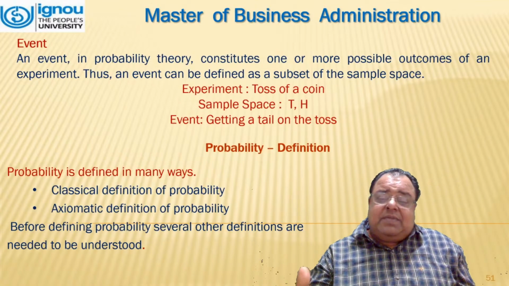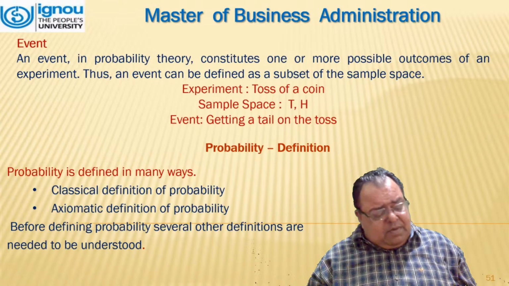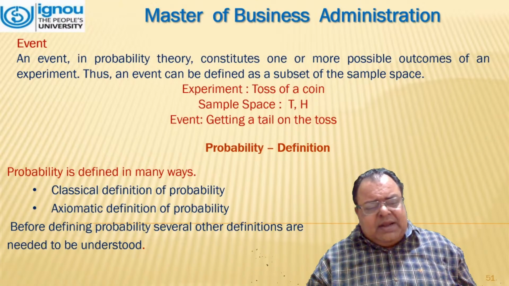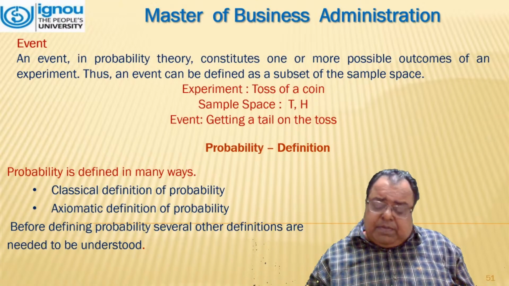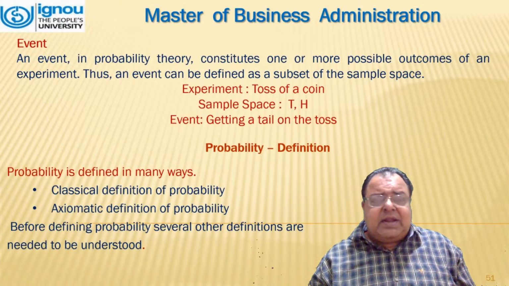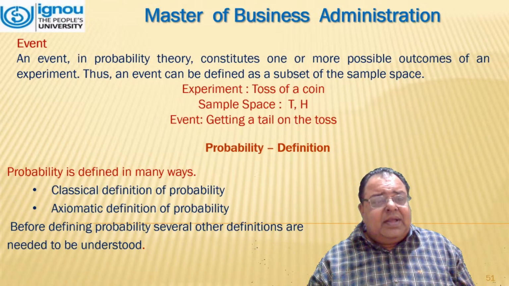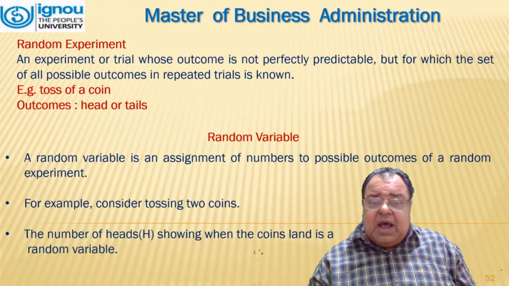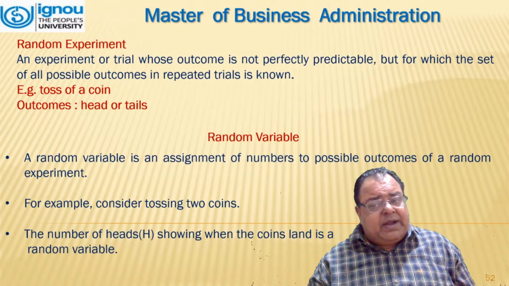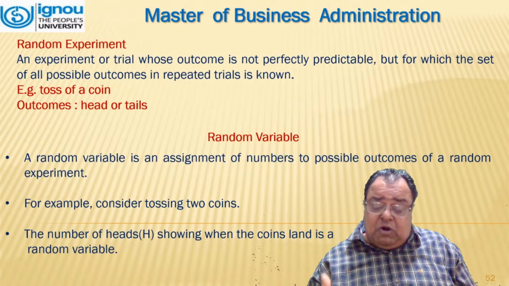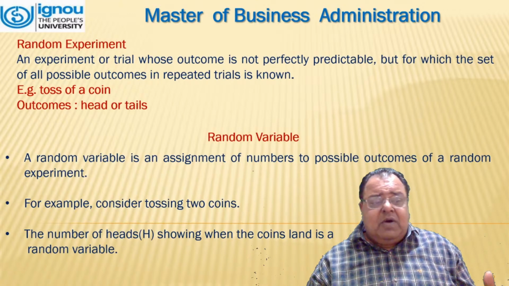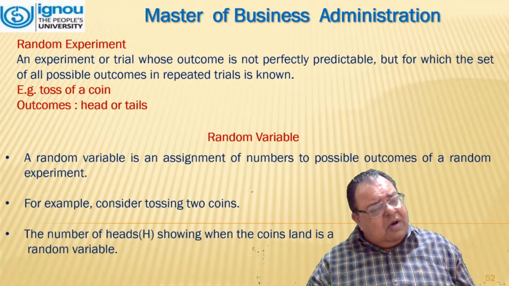Now comes the definition of the probability. Probability is defined in many ways, but normally we pick up two, that is the classical definition of probability and the axiomatic definition of probability. Before defining probability, several other definitions are also needed to be understood. Then comes your random experiment, an experiment or trial whose outcome is not perfectly predictable, but for which the set of all possible outcomes is known. For example, toss of a coin, outcome will be either a head or a tail.